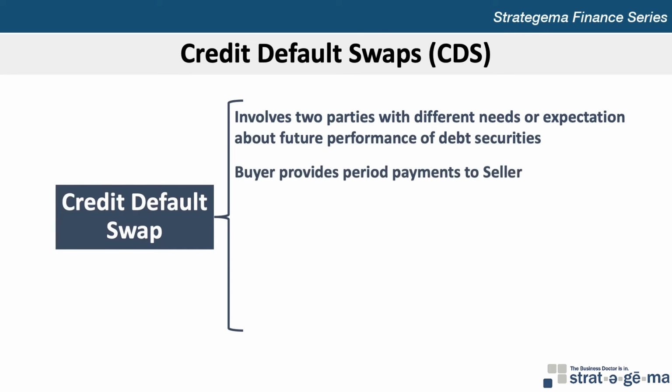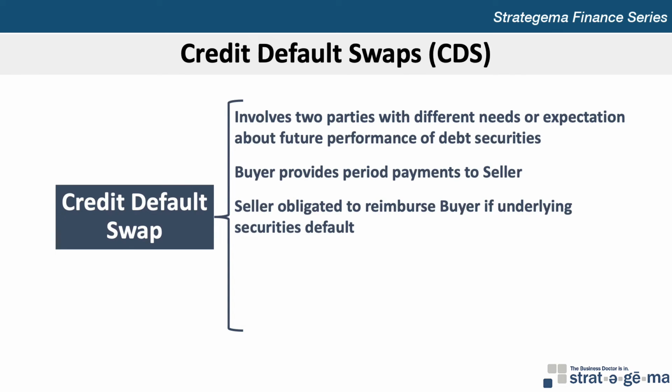The buyer is willing to provide periodic payments to the other party, the seller. Thus, the seller receives the payments from the buyer, but is obligated to reimburse the buyer if the securities specified in the swap agreement default.